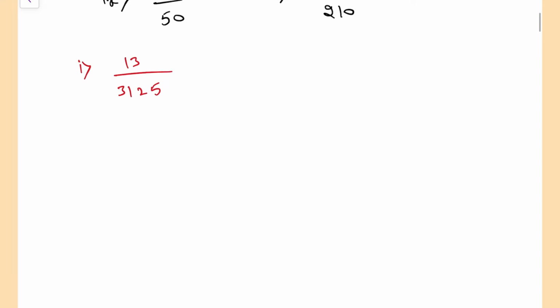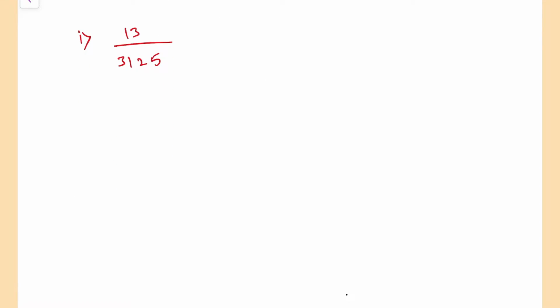Here the first question is 13 divided by 3125. Before solving this one, let's have a small discussion about when we will say a rational number has a terminating decimal, or when it will have a non-terminating repeating type of decimal. For this we need to concentrate only on the denominator.